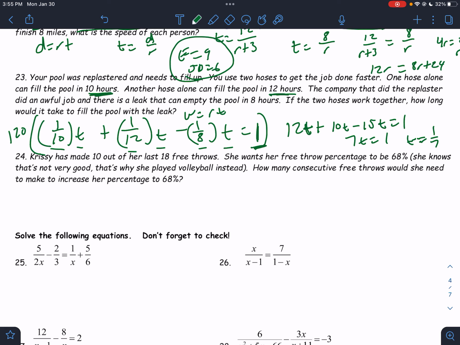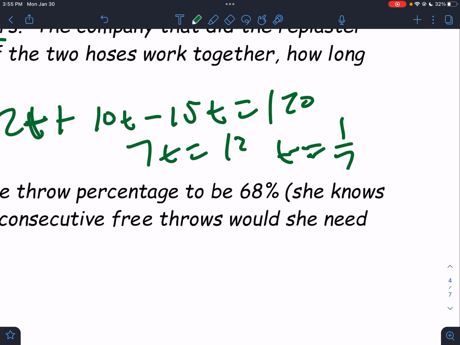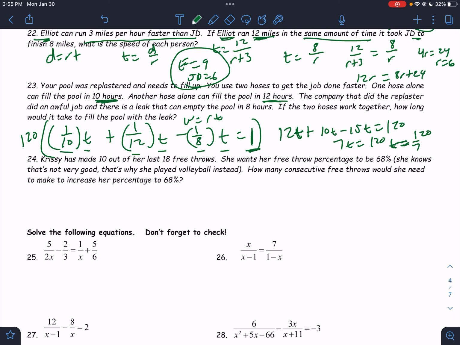Wait. I messed up. Where did I mess up? That can't be. Oh, wait. This equals 120. Got to multiply everything. Equals 120. There it is. That's a number that makes sense. So the time would be 120 over 7. Woo!